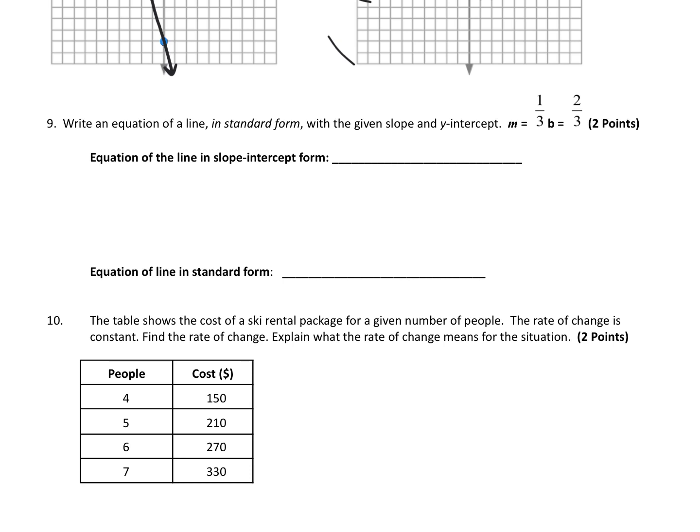Number 9 says to write an equation of a line in standard form with the given slope and y-intercept. So it first wants us to write the equation in slope-intercept form to help us get it into standard form. Remember, your slope-intercept form is y equals mx plus b. So I'm going to plug in my m, plug in my b. So y equals 1/3 x plus 2/3. Important to not forget that x.